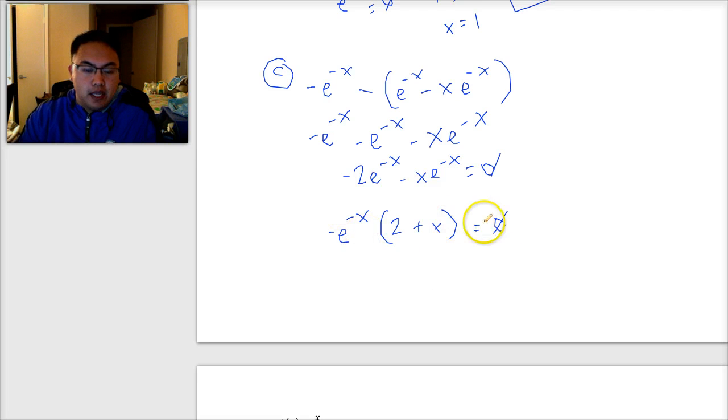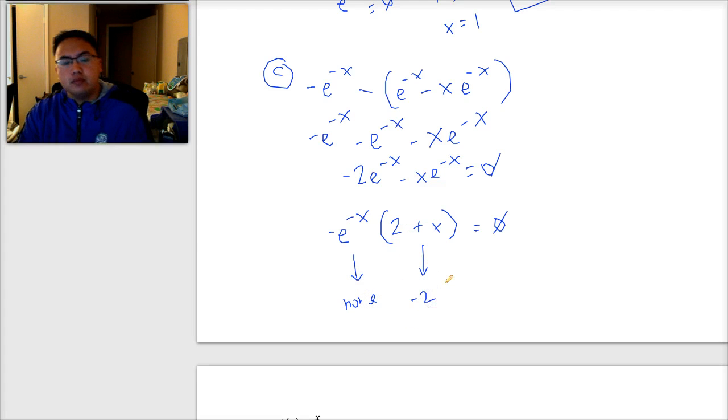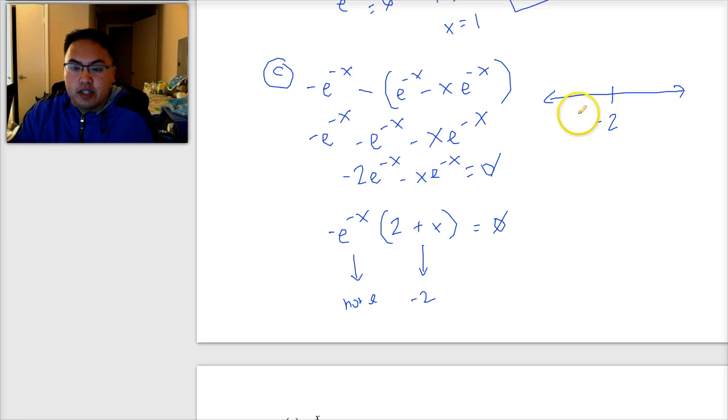Now, I have two things multiplied to give me 0. I'm in the exact same situation where this will never equal 0. So, no answer. And this will equal 0 at negative 2. Hopefully you follow along. Then I drew my number line, and the only number I have is negative 2. The easiest numbers to test to the left and the right of negative 2 are negative 3 and 0. And I will test these numbers and plug them in and see if I get a positive or negative number.